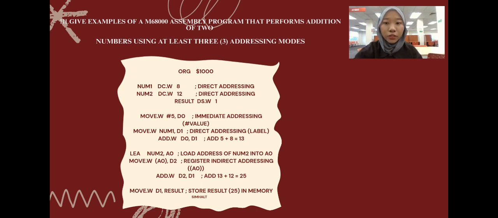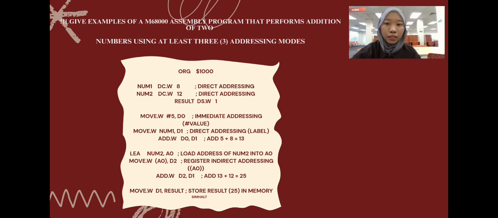Okay, this slide shows an example of an M68000 assembly program that performs addition of two numbers using three different addressing modes. First, we have two numbers, num1 equals 8 and num2 equals 12. The result will be stored in memory later. Then the first instruction uses immediate addressing, where the value 5 is directly moved into register D0. Next, the direct addressing mode is used to move the value from num1 into register D1.